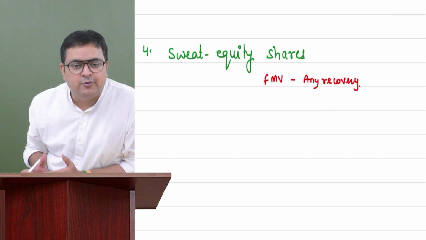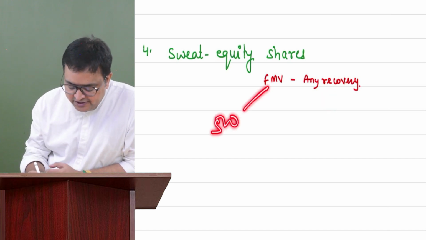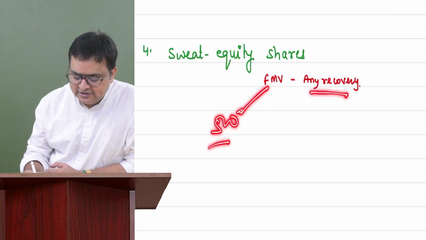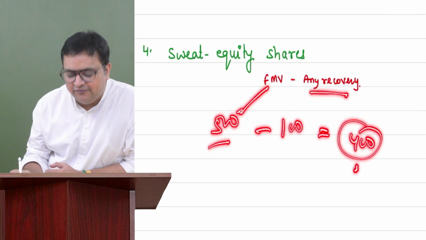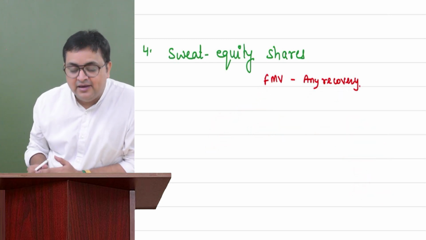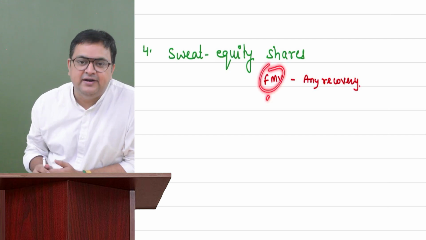If they are provided to the employee at a concessional value, let's say the fair market value of the share was 500, and we are asking the employee to just pay 100 rupees. So how much is the benefit? 400 rupees per share is the benefit, into the number of shares. That will be the perquisite. This is easy, right? But sometimes the question can also give you fair market value of different dates.